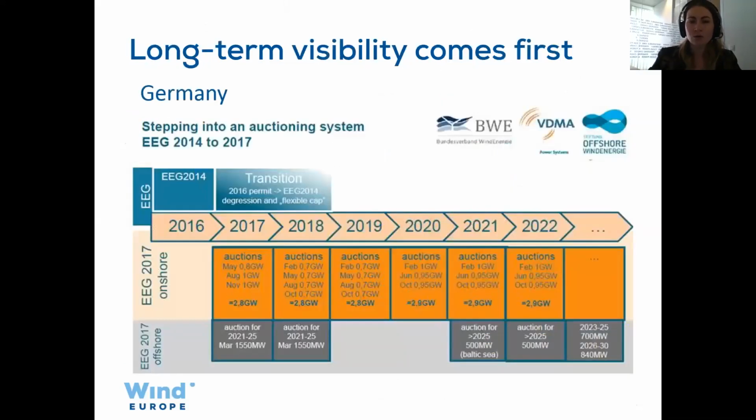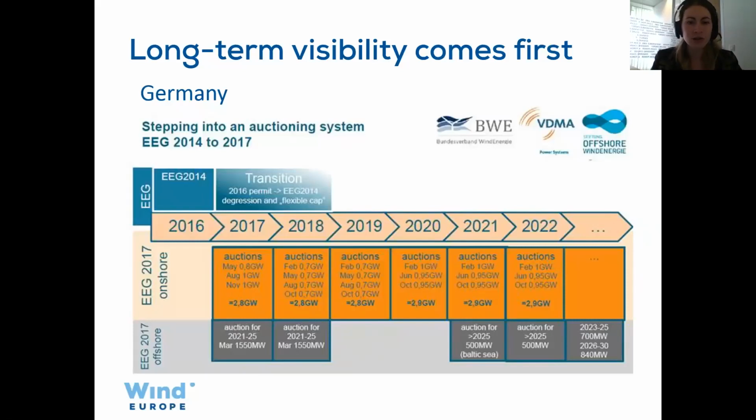First and foremost, we need to have long-term visibility from the governments on what exactly they're planning to do on wind energy. And this comes with planning. Here on this slide, I'm showing you the auction schedule that the German government introduced back in 2017. And Germany is for the moment the only European country which has this very long-term visibility provided to the industry. It goes up to 2030.